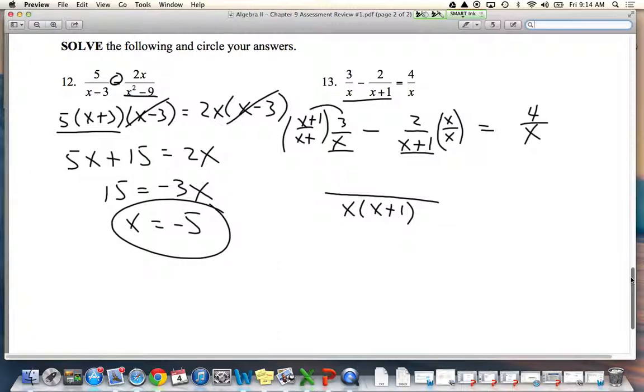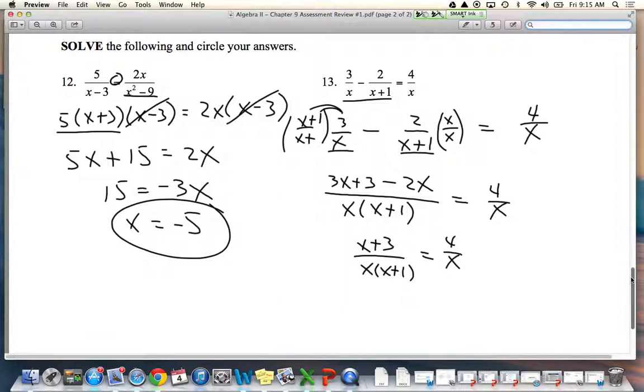Now I need to do some distributing here. I have a 3x plus 3, then a minus sign, minus 2x. Don't forget that equals 4 over x over here. So I clean this top part up. I have a 3x and a 2x. So that just becomes an x. So on the top I'm going to have an x plus 3. On the bottom I have an x times x plus 1. Over here I have a 4 over x.